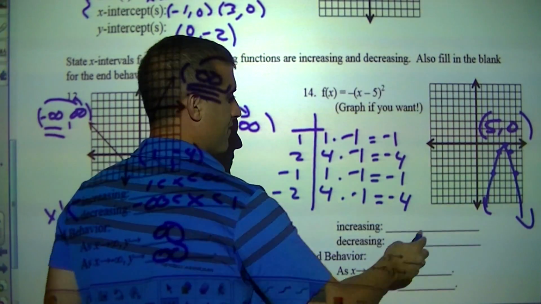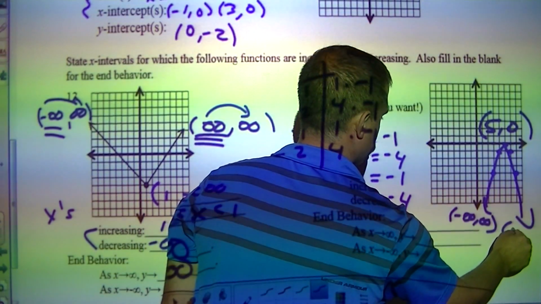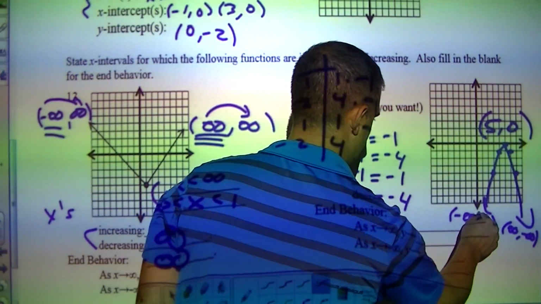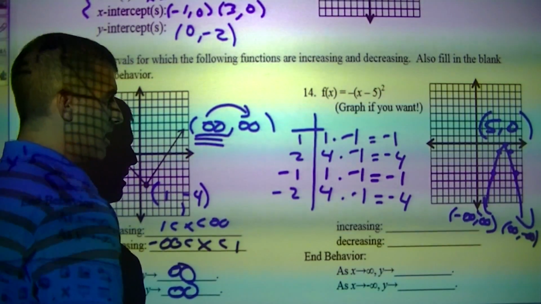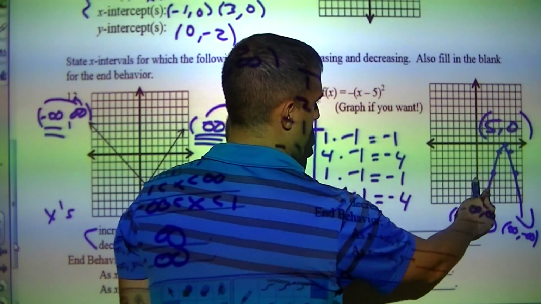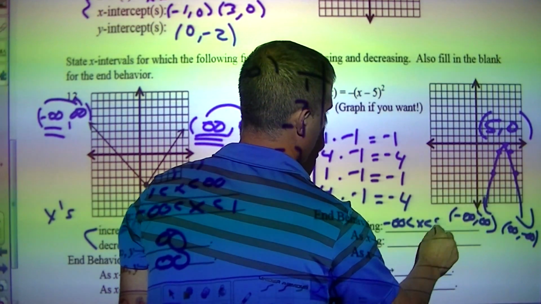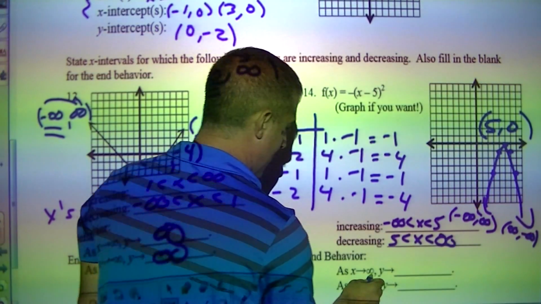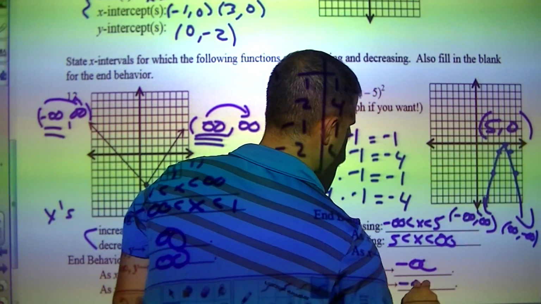Okay. That's 5, 0. That's going to be negative infinity, positive infinity. This is going to be positive infinity, negative infinity. The reason why both, I'm sorry, that should be negative as well. The reason why both of these are negatives is because they're both going down. Okay. So negative infinity to 5, that's going to be my increase. 5 to infinity will be the decrease. As x approaches infinity, that's going to be negative. As x approaches negative infinity, that's also going to be negative.